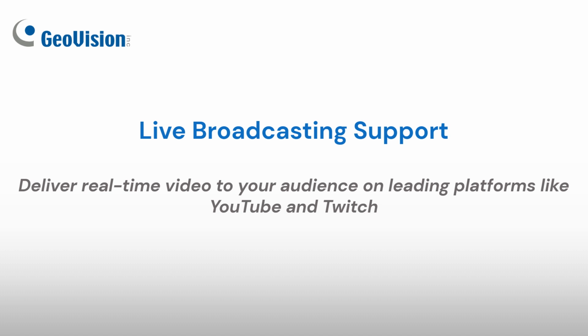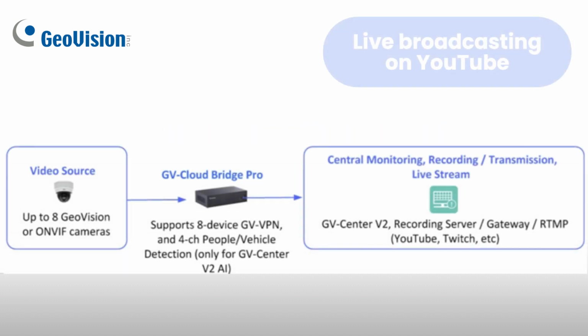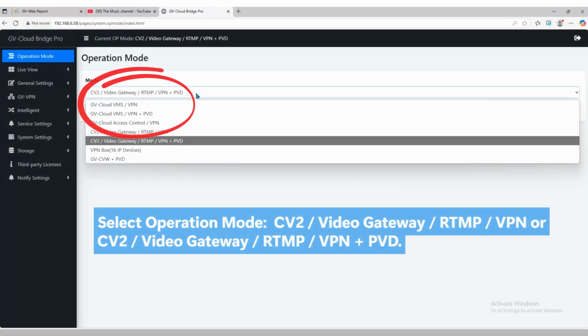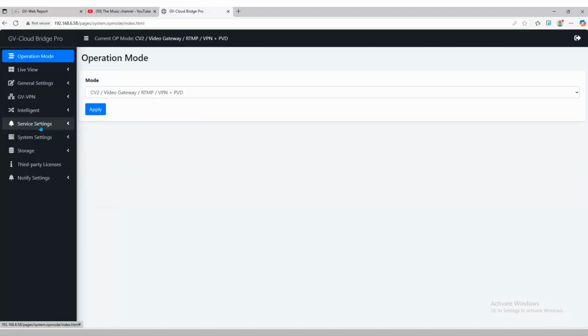GV-Cloud Bridge Pro supports streaming camera footage live to major platforms such as YouTube or Twitch. Users can find the appropriate broadcast settings depending on the platform's user interface. Using YouTube as an example, the setup process is as follows.